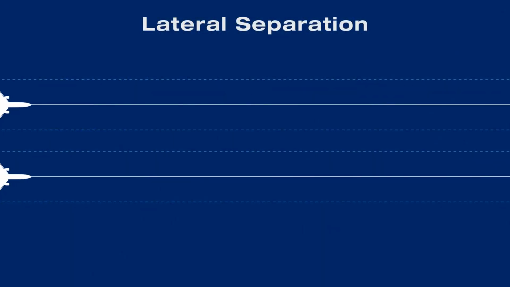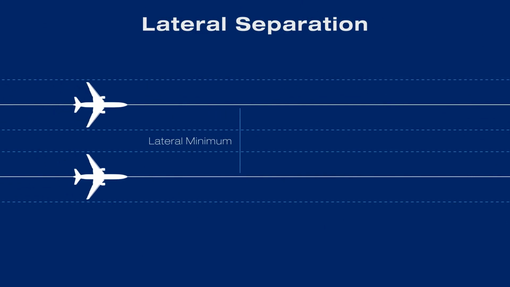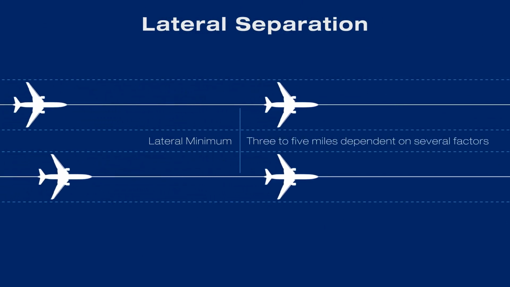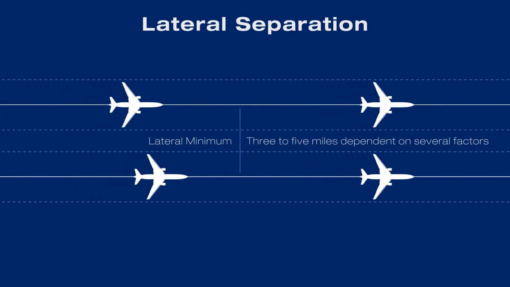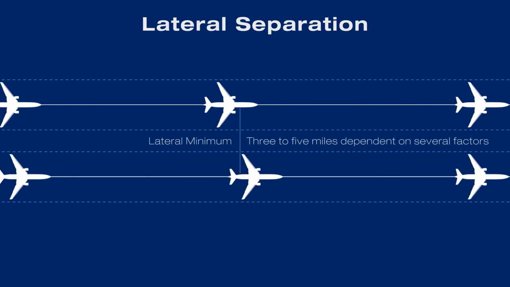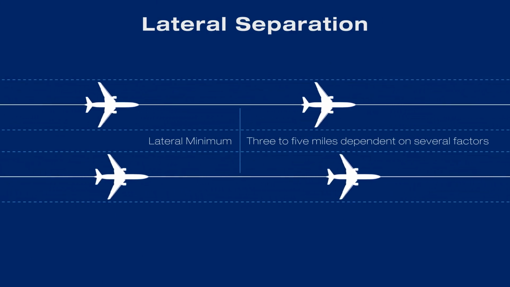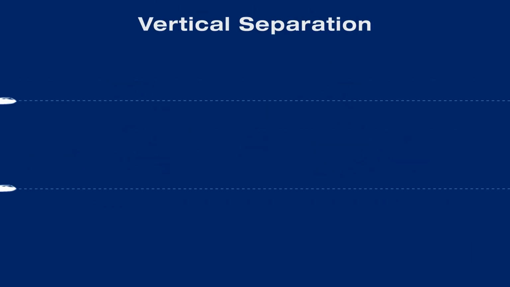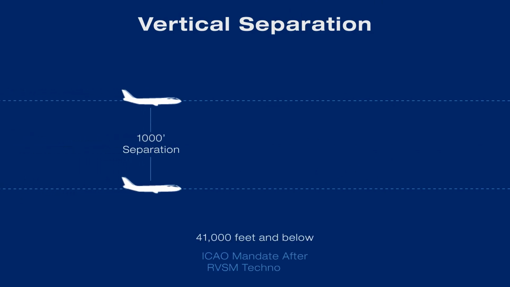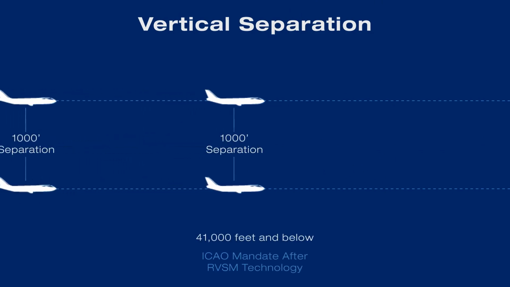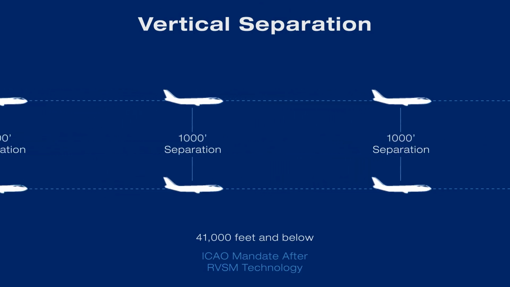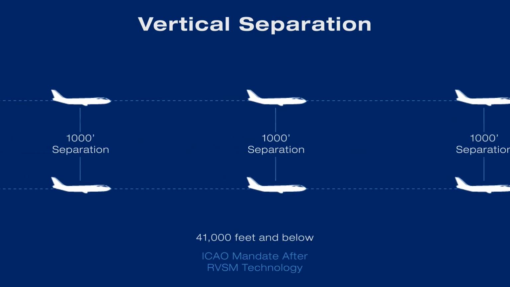Aircraft flying at the same altitude must remain a minimum lateral distance from each other. In the airspace surrounding airports, the minimum lateral distance is 3 miles. In higher altitude airspace, the minimum lateral distance is 5 miles. If aircraft don't meet the lateral distance separation requirements, they must remain a minimum vertical distance from each other. In normal flight altitudes for commercial aircraft, the minimum vertical distance is 1,000 feet.